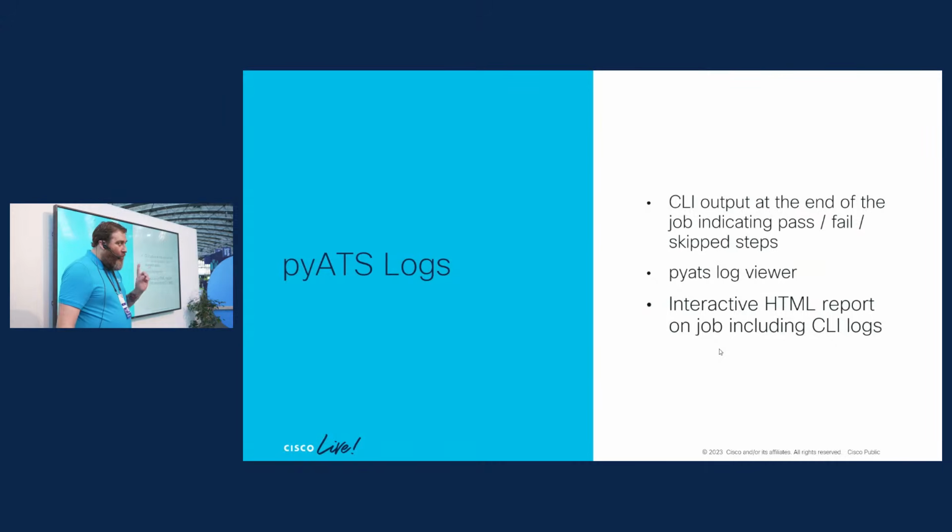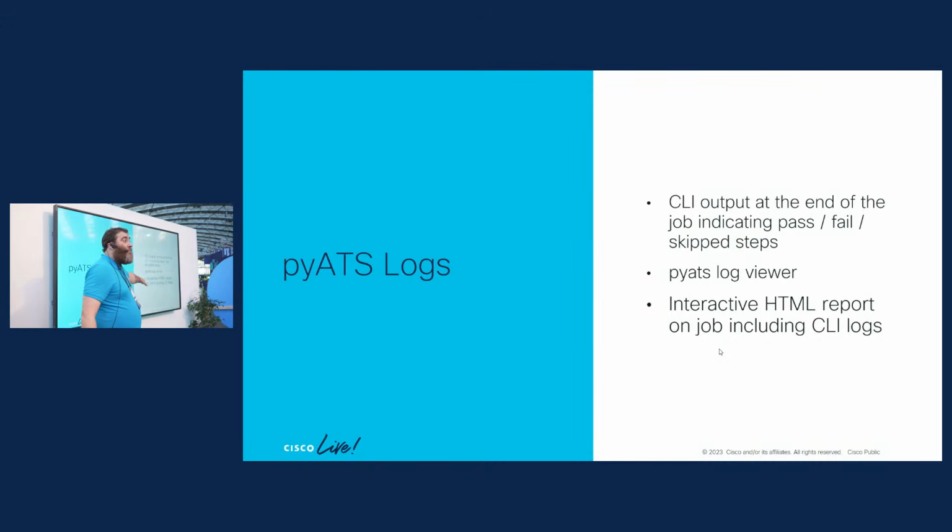The other thing that I really like, and one of the big advantages of this tool over some of the other automation tools I've used, is the pyATS log viewer. This is an interactive HTML report, including the CLI logs. So when you launch the log viewer, it will give you all of the tests passed or failed in red and green, and it's beautiful. You can click on a failed test, and then in the panel on the side, it will show you the CLI test that you ran and why it failed.